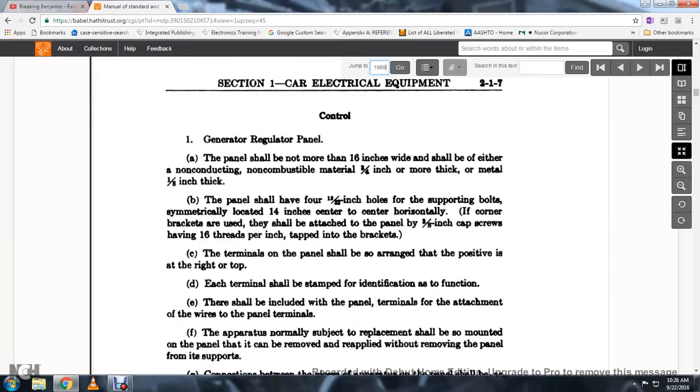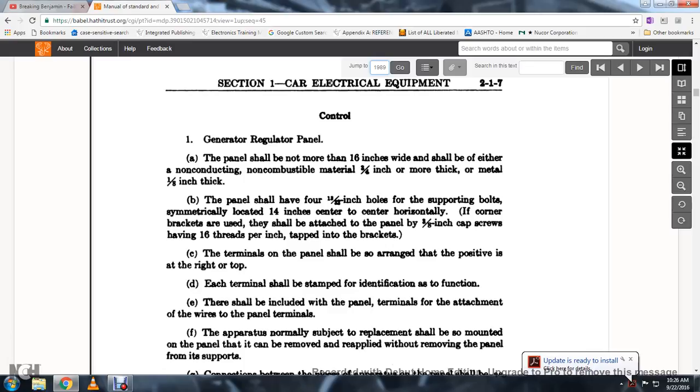Alright, control 1. Generator regulator panel. The panel shall be not more than 16 inches wide and shall be either non-conducting, non-combustible material of 3/4 of an inch or more thick, or metal of 1/8 of an inch thick. The panel shall have at least 13/32 of an inch holes for supporting bolts symmetrically located at 14 inches in the center horizontally.